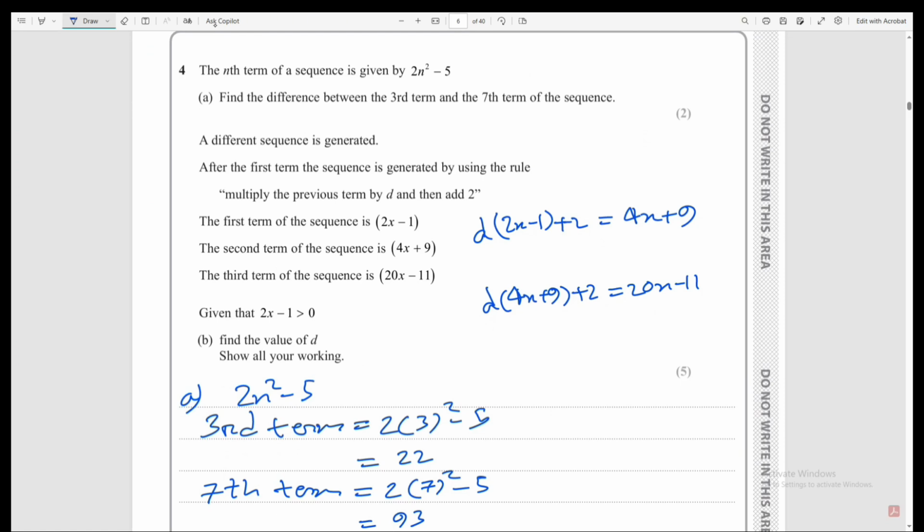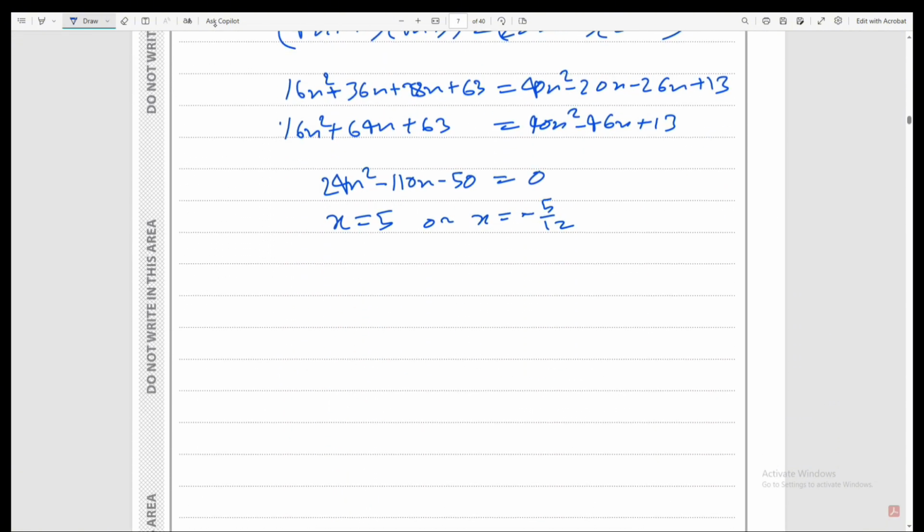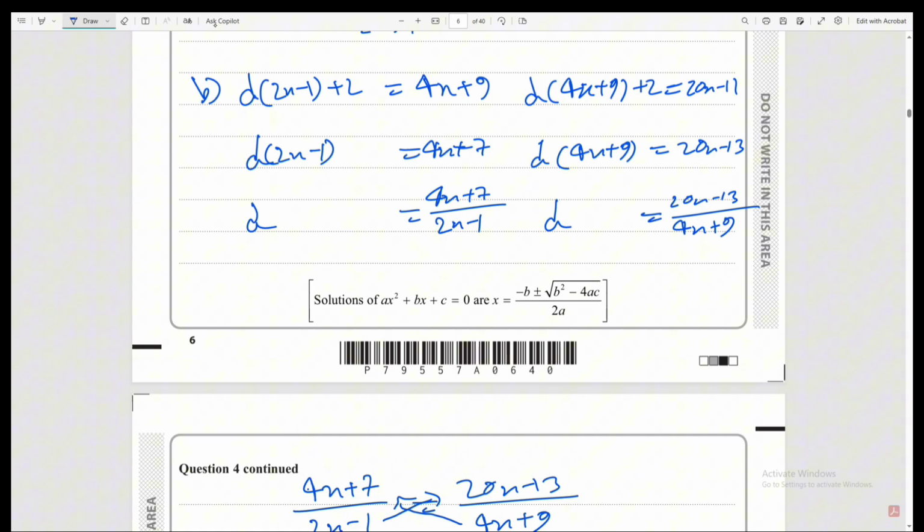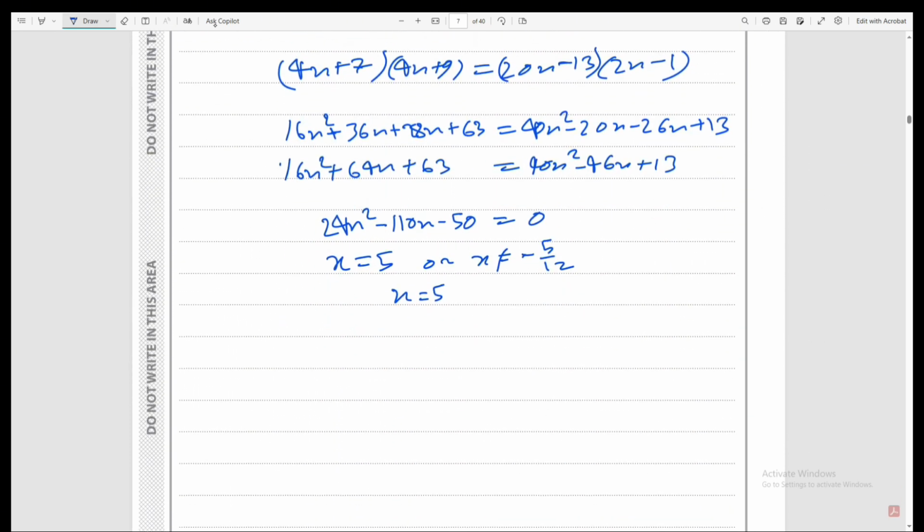Now we have two values of x, but the question states that 2x minus 1 has to be greater than 0, so 2x has to be greater than 1 and x has to be greater than half. As x has to be greater than half, we cannot take the negative value, so this value is wrong. So we will be taking x equals 5, and if we put x equals 5 in any of the equations containing d, we will get the answer for d.